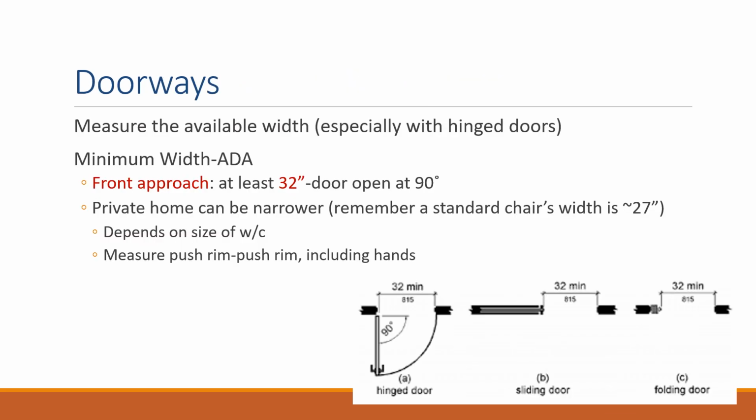Let's move on to doors and doorways. An ADA compliant door should be a minimum of 32 inches wide, and this is measured from the inner door panel by the hinge to the inner door panel on the other side where the doorknob would be. Patient home doorways can be narrower, which is fine when not dealing with a wheelchair, but 32 inches is the minimum requirement when using a wheelchair.